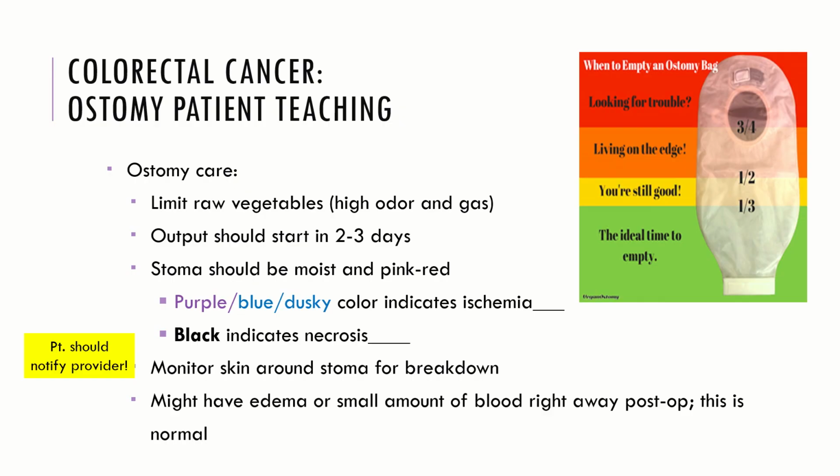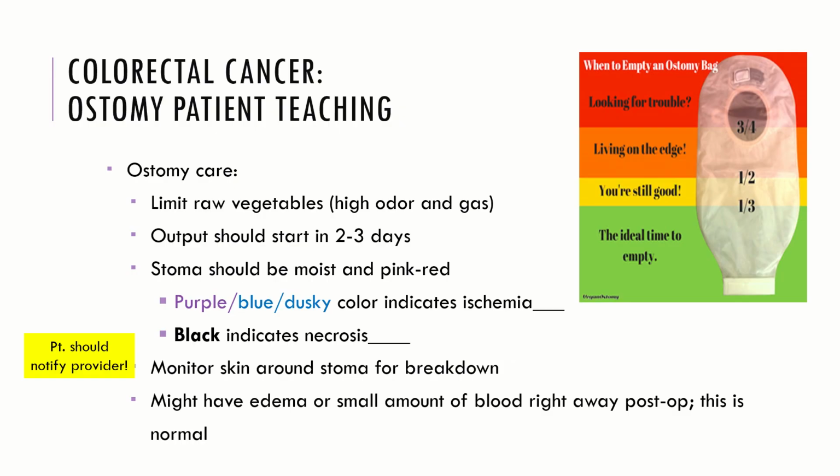Output should start between 2 to 3 days, so making sure that they know what to be watching for. The stoma site itself should always be pink and red and moist. If it's anything other than that, they probably should come in and be seen. Purple, blue, or dusky color indicates ischemia. We really, really want to see them if that happens. Black indicates necrosis. Again, they need to be seen if either of these two complications of their stoma site is occurring.